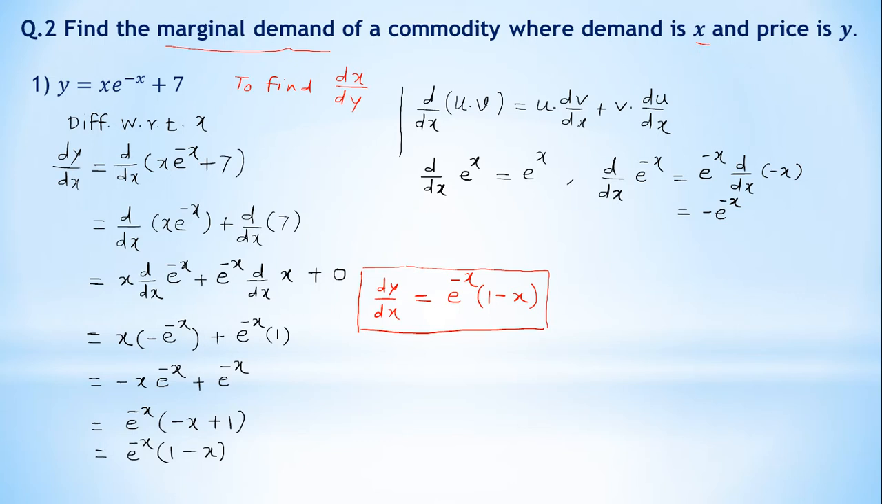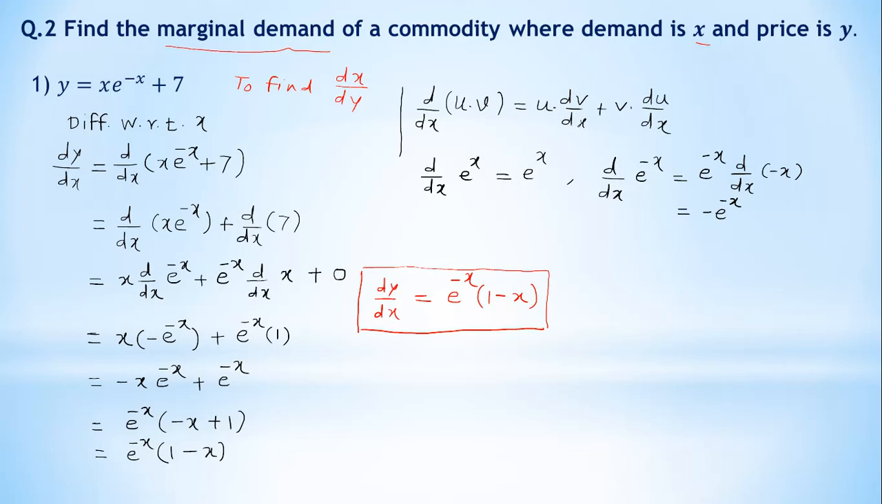Okay. But our question is, we have to find out the marginal demand of a commodity where demand is x. So we require marginal demand. Marginal demand means dx by dy here, because for demand the letter x is used. So that's why it becomes dx by dy. Now how will you get dx by dy? By using dy by dx.